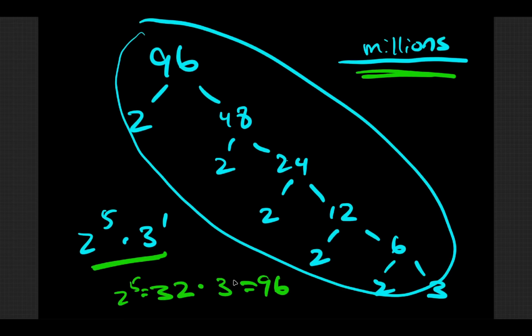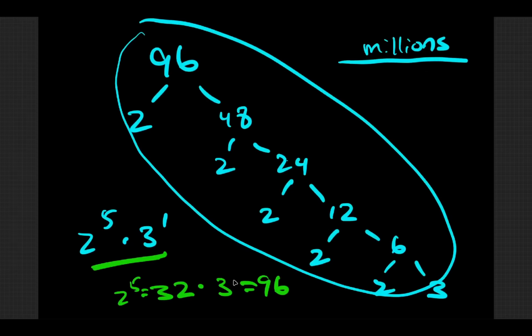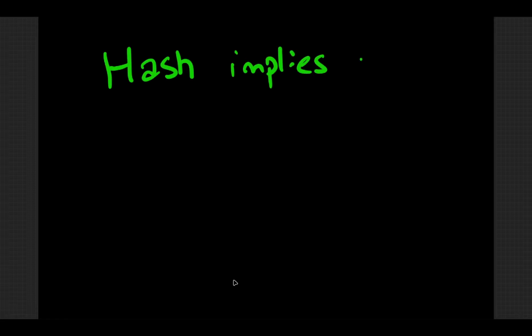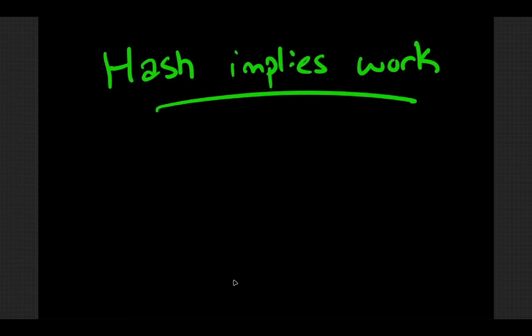However, here is the key. Here is the crux of the hash function. A hash function implies work. That is the crux of hashing. It implies work. Many times, this work is evidenced by time.